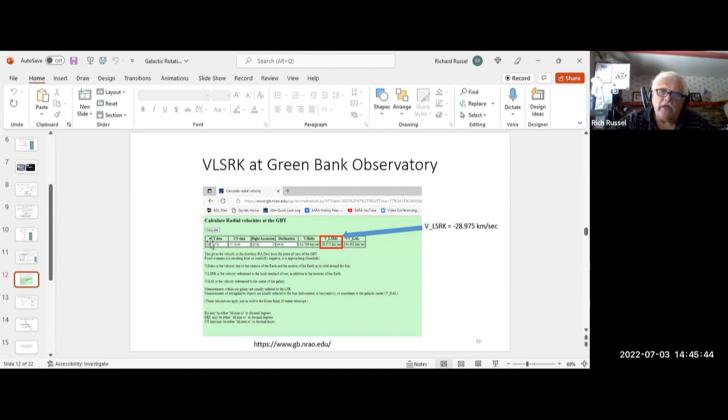This is the number I came up with for that time period, looking at the right ascension and declination I was looking at, and I came up with this number here of minus 28.975. Now this is actually for the Green Bank Observatory. I'd like to find a better way to come up with this for my current location, but this is a rough approximation of what my current position would be.